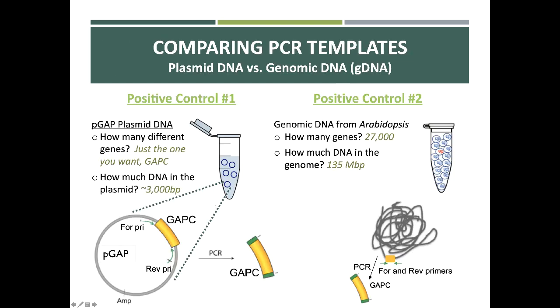Real quick, just so we're clear on the difference between these two positive controls, as I said, the plasmid here essentially is just this GAPC gene by itself. The process of PCR should have no problem amplifying this gene. Now the genomic DNA has all the DNA in Arabidopsis. It also has the gene that we want to sequence here. And so again, it should work because there are not any of those other debris or possible mistakes that could have occurred during the DNA isolation. So again, this should work out just fine.